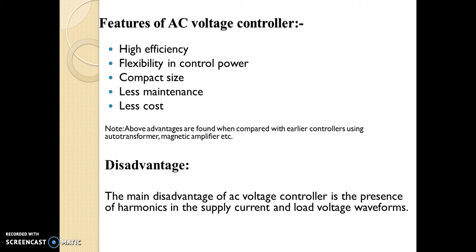Now the features of AC voltage controller. I have listed these advantages when compared with the earlier controller techniques using auto transformer and magnetic amplifier. As the input voltage in the AC voltage controller is AC, the thyristors used are line commutated and phase control thyristors, which are very inexpensive. As line or natural commutation is used, there is no need for extra commutation circuitry. The main disadvantage of this voltage controller is the presence of harmonics in the supply current as well as the load voltage waveforms, particularly at lower output voltage levels.